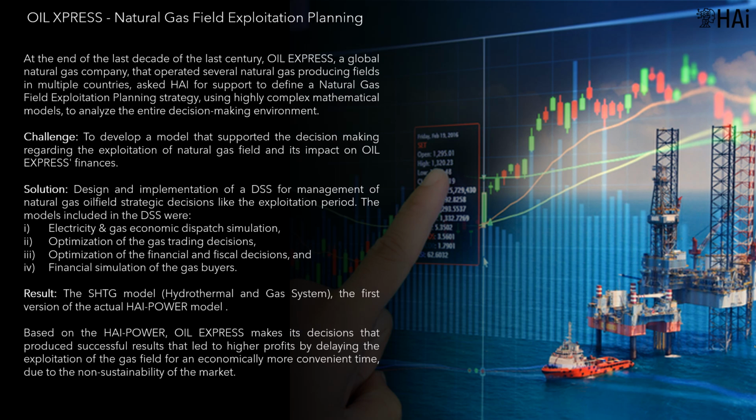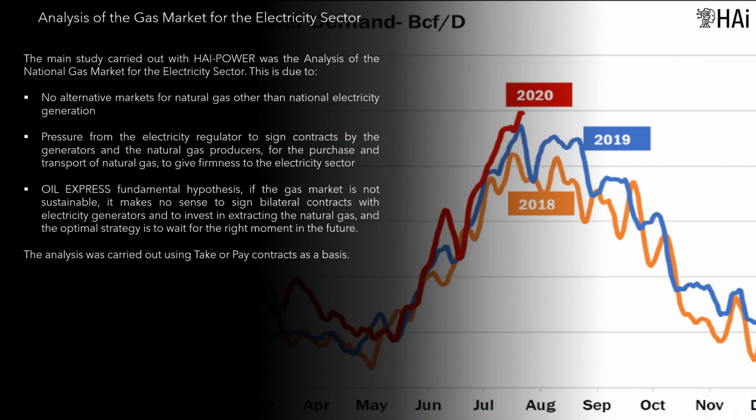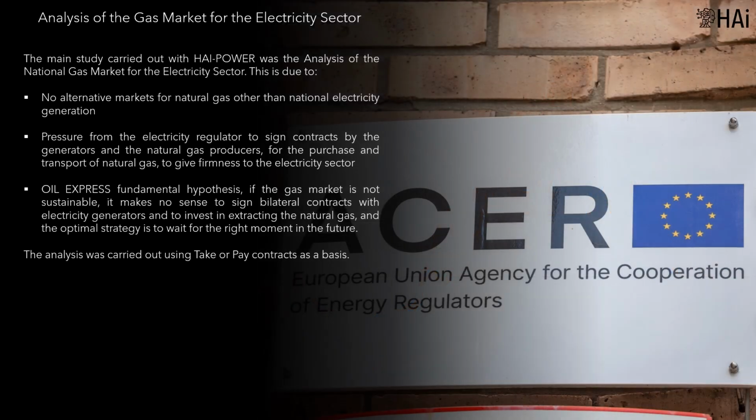In 1997: analysis of the gas market for the electricity sector. The main study carried out with high power was the analysis of the national gas market for the electricity sector. This is due to there being no alternative markets for natural gas other than national electricity generation. There was pressure from the electricity regulator for generators and producers of natural gas to sign contracts for the purchase and transportation of natural gas, to give firmness to the electricity sector.